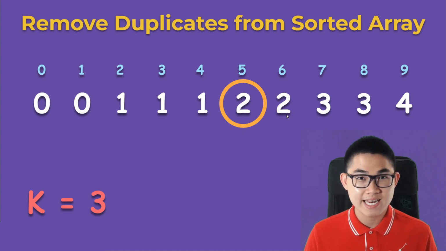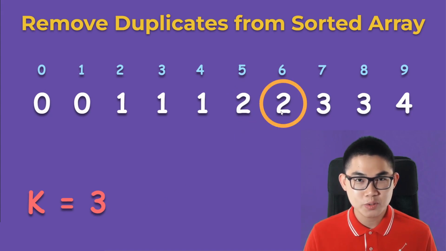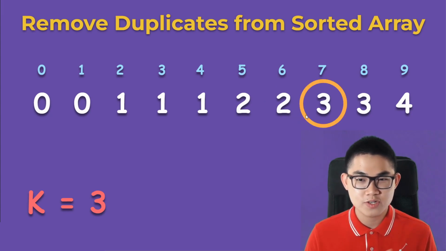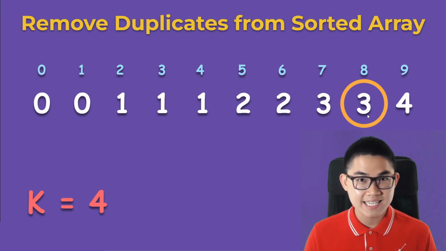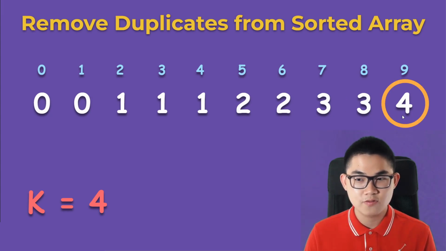Then we move to the next element. 2 is the same as 2, so we don't do anything here. We move to the next element. 2 is not the same as 3, so we increment k to 4 and move to the next element. 3 is equal to 3, then the last element is 4, and 3 is not the same as 4. For that reason, we increment k to 5. So that's how you determine k.